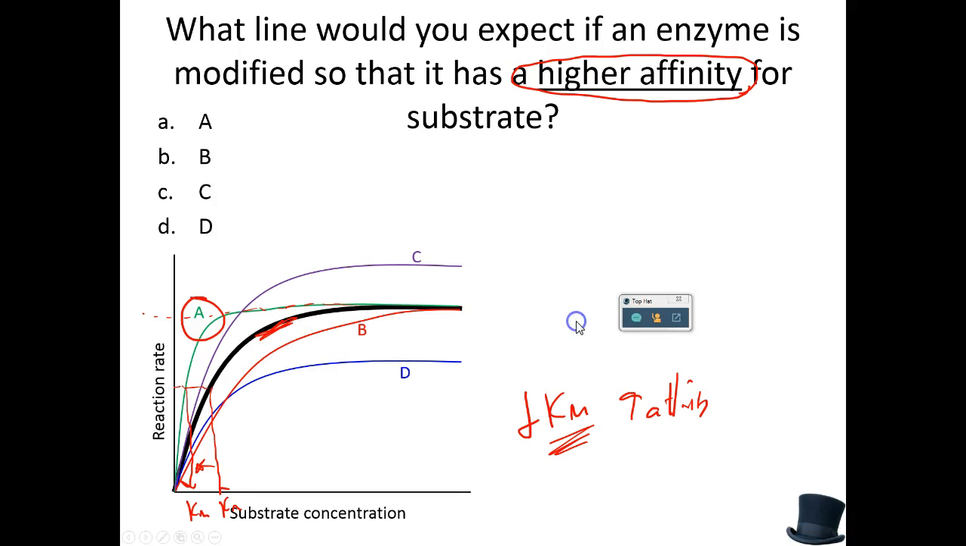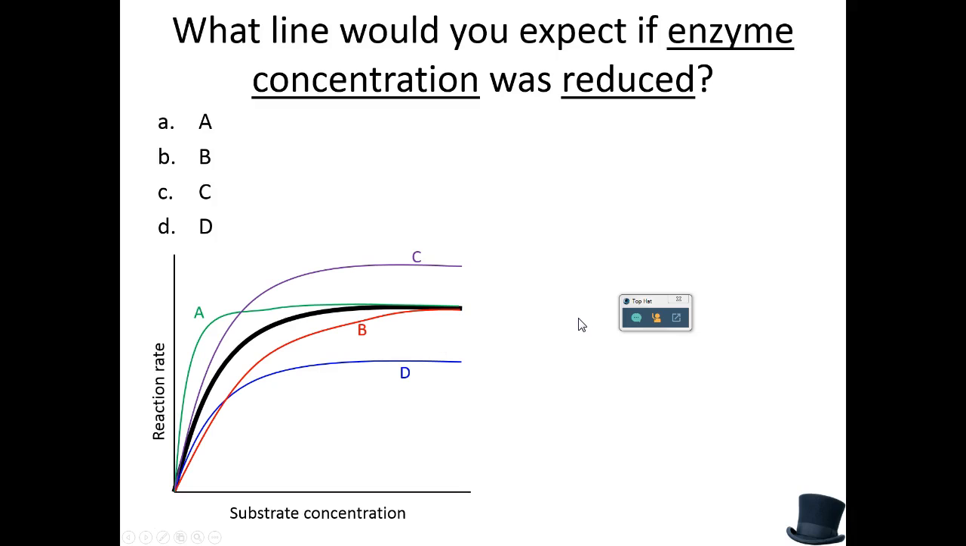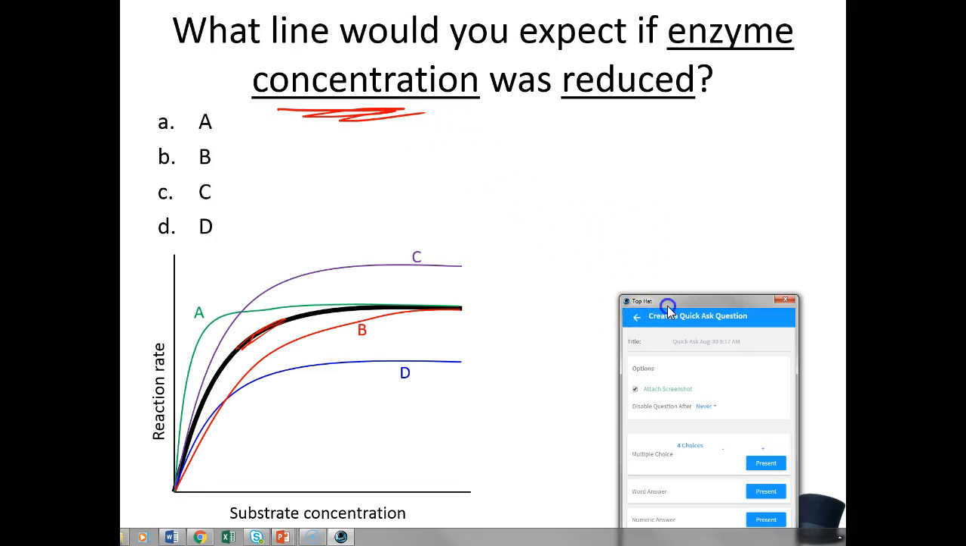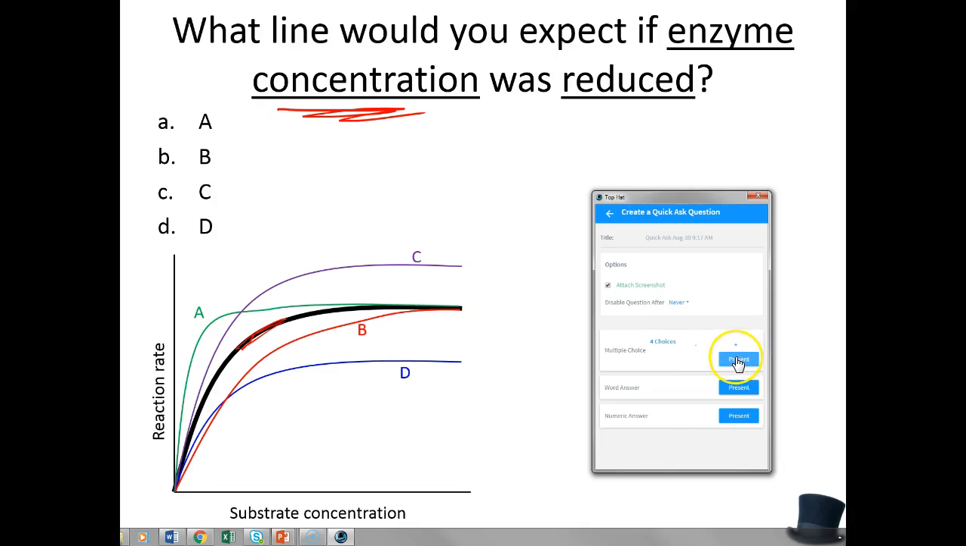All right, let's try one more. Okay, and this line, again, the control here is in black, shown there, and you're picking out which line you would expect if enzyme concentration was reduced. So now you're actually changing the concentration of enzyme. Concentration of enzyme is changing. So let me go ahead and pose this question. Pause the video and answer this question to the best of your ability.